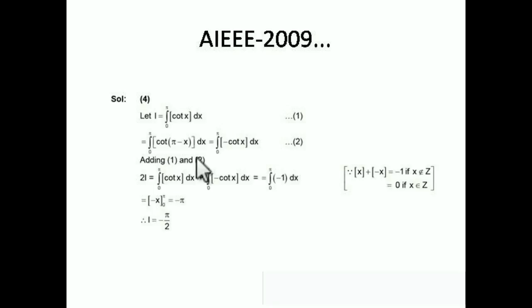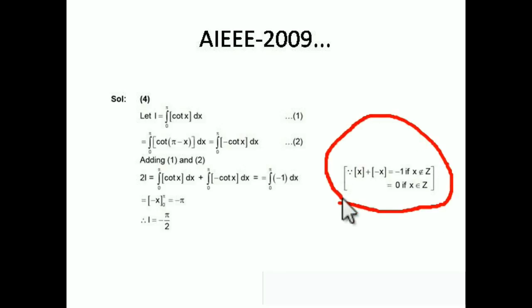Now see, what is the answer of this? This is the integral from 0 to pi of box of cot x plus box of minus cot x dx. Now we all know that box of x plus box of minus x is equal to minus 1 if x does not belong to Z, and is equal to 0 if x belongs to Z. Now how is this derived? See friends, this is a very important equation. The sum is very easy, but for this particular equation the derivation is going to be tricky, so I will solve it now.